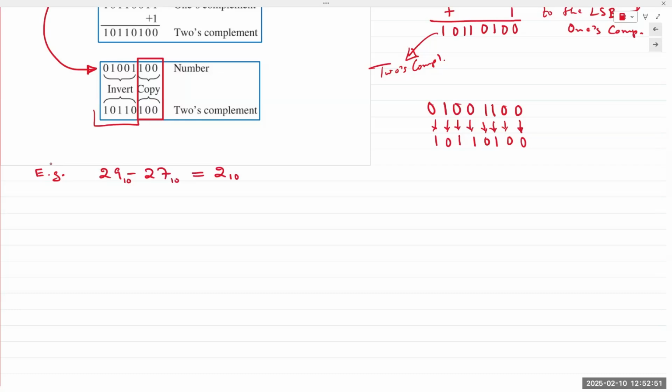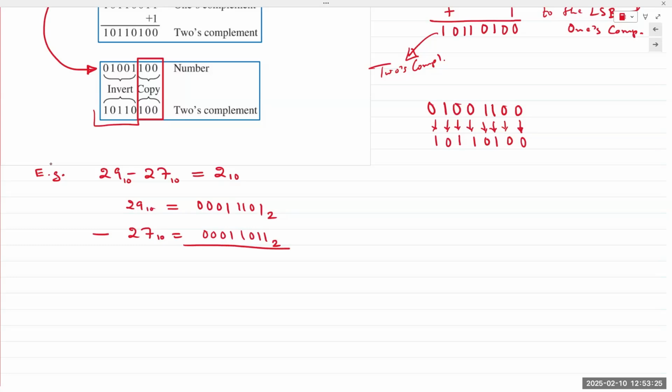All right, so in binary, 29 decimal becomes 0001 1101. That's in binary. And 27 is 0001 1011. If I was to perform this subtraction in binary, I want to subtract 27 from 29.